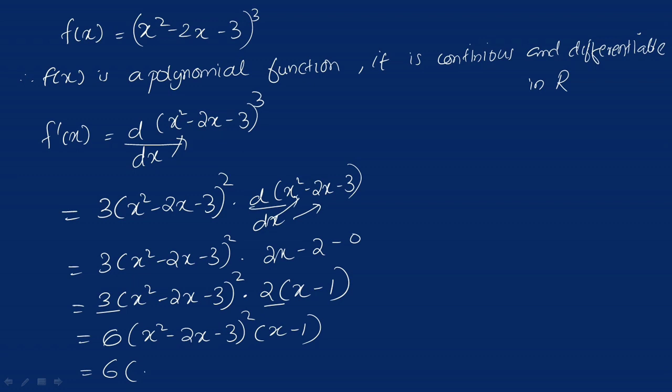It can be written as (x + 1)² (x − 3)² into the remaining factor, that is (x − 1). That is f'(x).